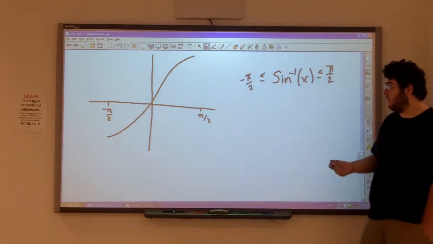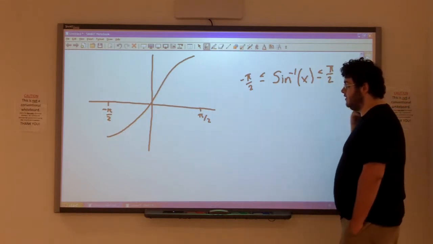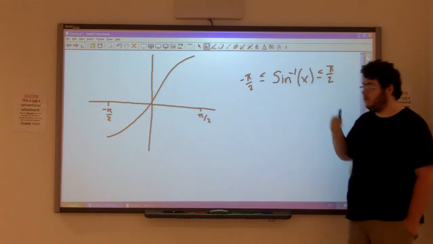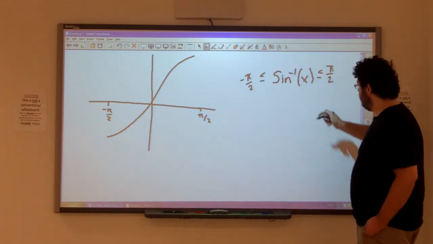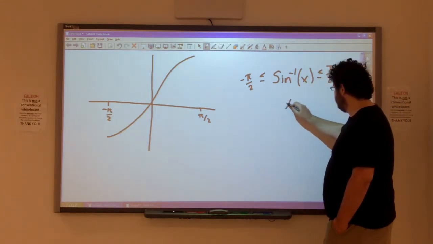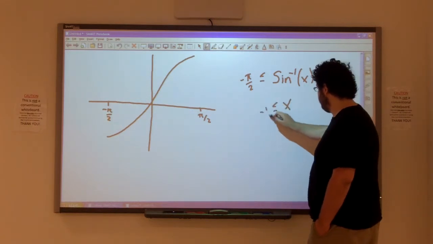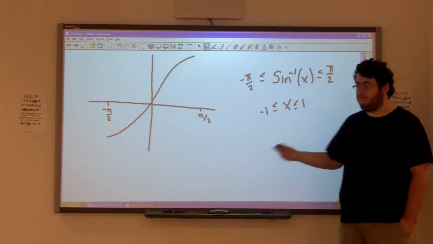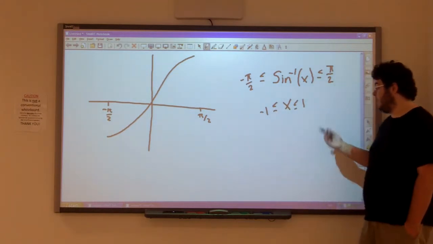So if you were to type this into your calculator, sine inverse of 0.5, you would get a value between these two numbers. Now, when you go to plug in your values of x, x better be between -1 and 1, because there is no angle whose sine is 4, for instance. It has to be between -1 and 1.